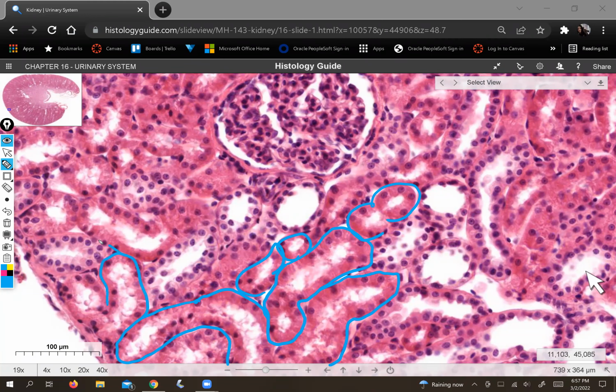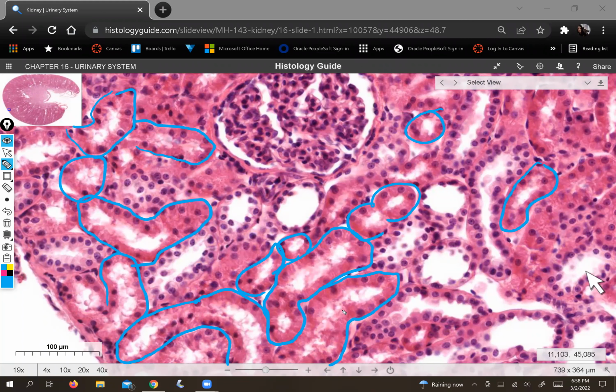And I'm not going to circle every single one, but I'm trying to illustrate a point here so that you have a really nice frame of reference. You can see that that kind of tube is literally just all over the place. So there's another one over here and here, etc.